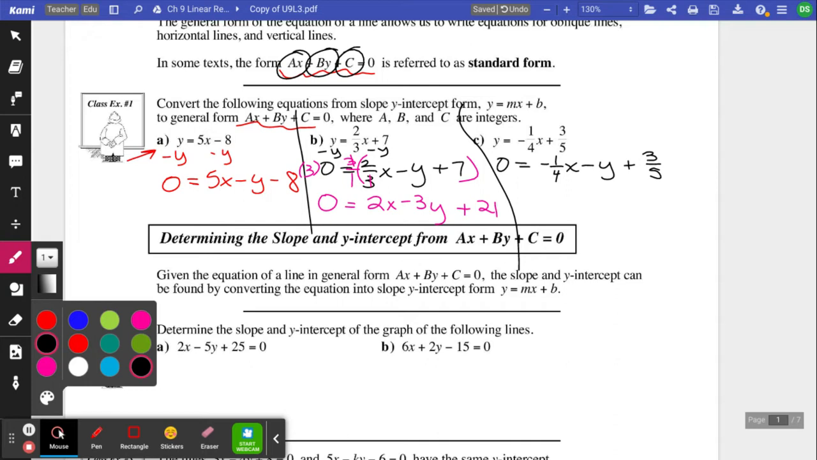So I'm going to multiply everything by 20. How about this one? I'll go 20, 20, 20, so you don't forget to multiply them all by 20. Please don't forget the y in the middle. So this becomes 0. What happens when I go 20 times -1/4? -5x minus 20y plus, what's that? This will become a 4, but I have a 3 there. That's a 12. Know what I'm saying?